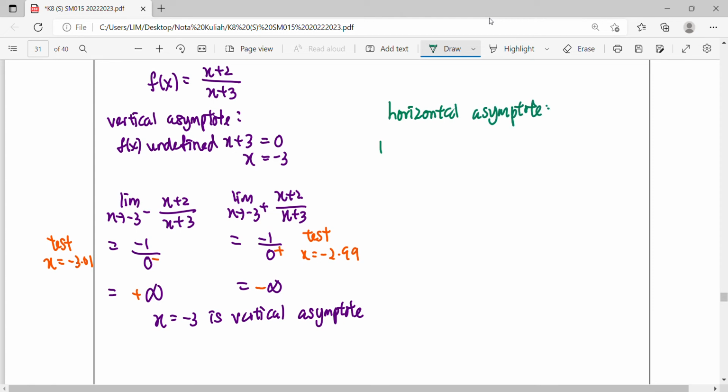So for the horizontal asymptote, we have to deal with the limit as x approaches negative infinity and the limit as x approaches positive infinity. Simplify this function, you will notice that this is an indeterminate form, so we can't evaluate the limit first. We have to simplify the limit by dividing by the highest power of the function, which is x.